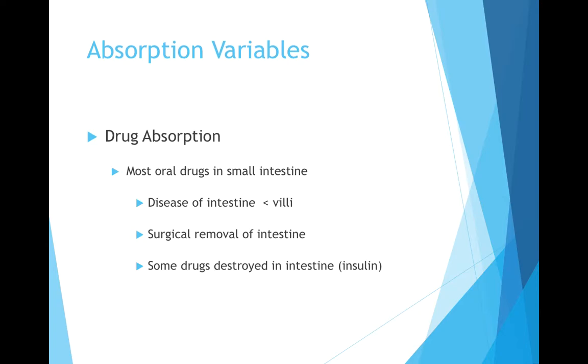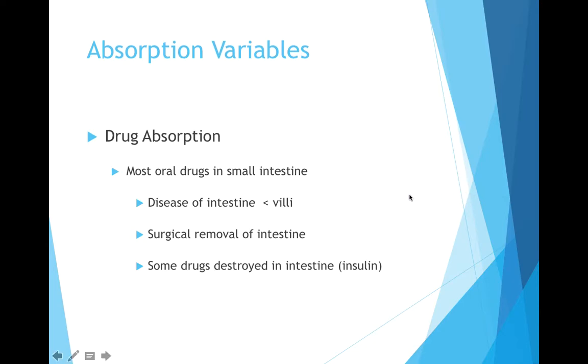Let's look then at drug absorption itself. So most oral drugs are absorbed in the small intestine, and oftentimes when there's diseases of the intestine, this can inhibit the absorption. Okay, so the villi, or those tiny microvilli, are what we depend on for the absorption of our drugs. Okay, if we have any damage or surgical removal of certain parts of our small intestine particularly, we're going to have a limitation as to the absorption.